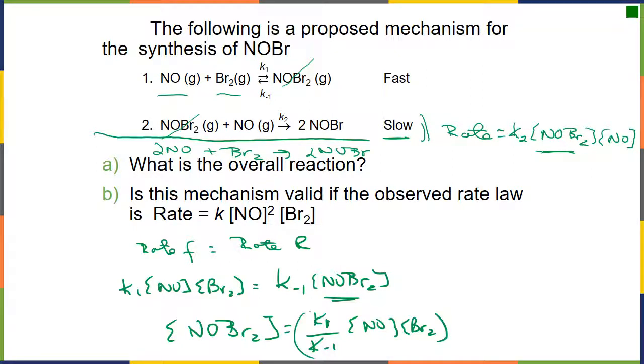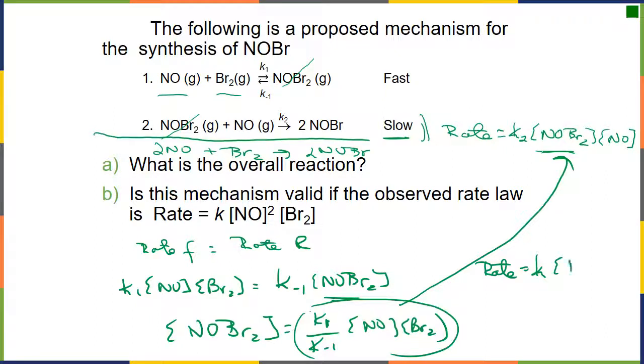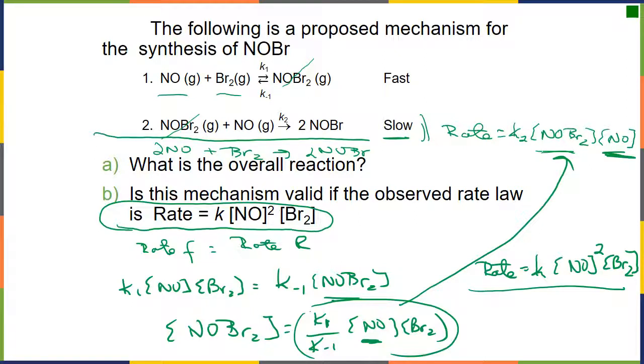And we're simply going to plug that in up here. And when we do this, we're going to get rate, combining all of the k's to just call it k, multiplied by NO, and there's two of them, one here and one here, so we're going to square it, times Br2. At that point, we can answer the final question. Is this mechanism consistent or valid? Do we know it's true? No. To know if it's true, we have to go to the lab. But is it valid? Yes. It is the same form as what is observed from the experimental data.